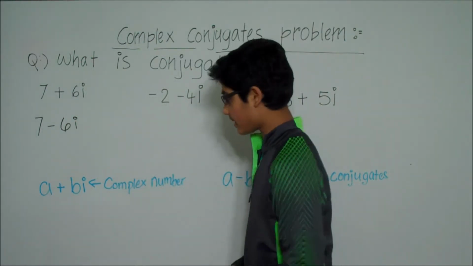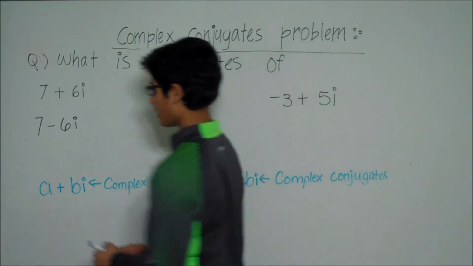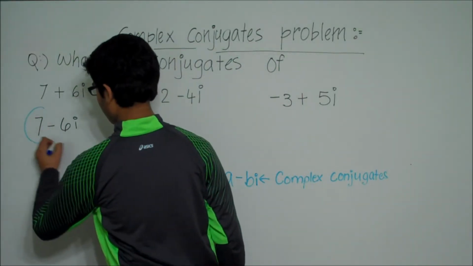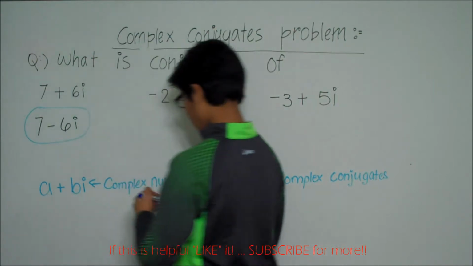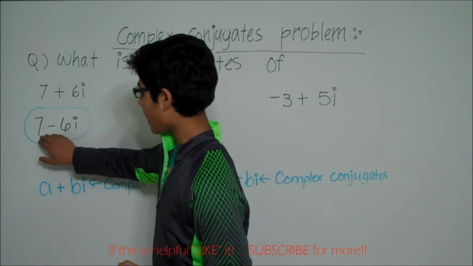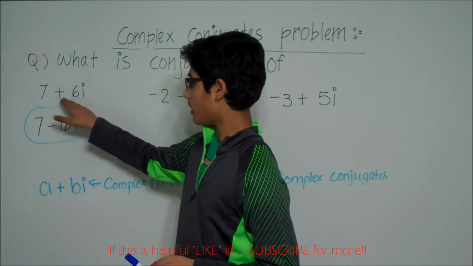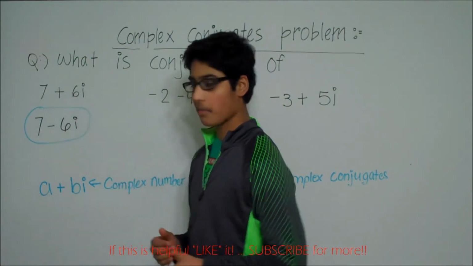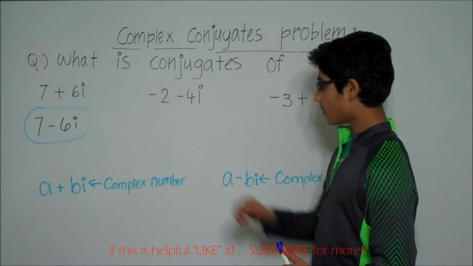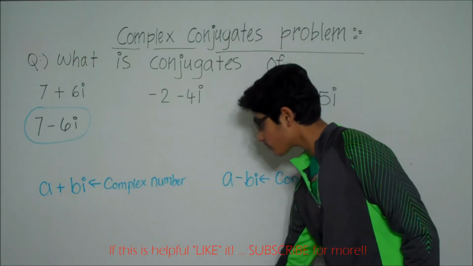And this is a complex conjugate because the sign of the real term did not change and the sign of the imaginary term became opposite. Now let's move on to the next problem.